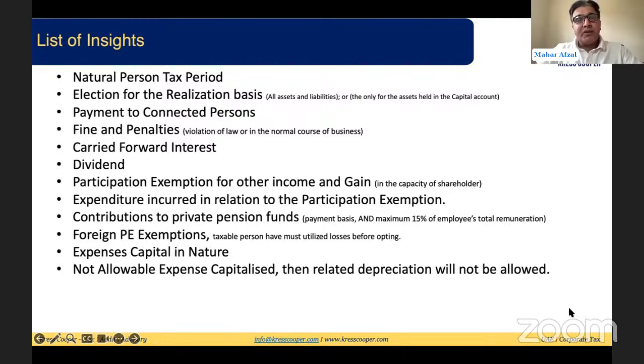An important thing is if you have capitalized any expense, they have given an example in the guide. Suppose you bought one machinery, litigation was going on, and you have capitalized the litigation cost as well. Litigation is some sort of fine or penalty. This fine, this penalty is being capitalized. So any depreciation, any amortization related to this portion of the capital asset that relates to the penalty, you will not be able to claim that portion. The rest of the portion you will be able to claim.